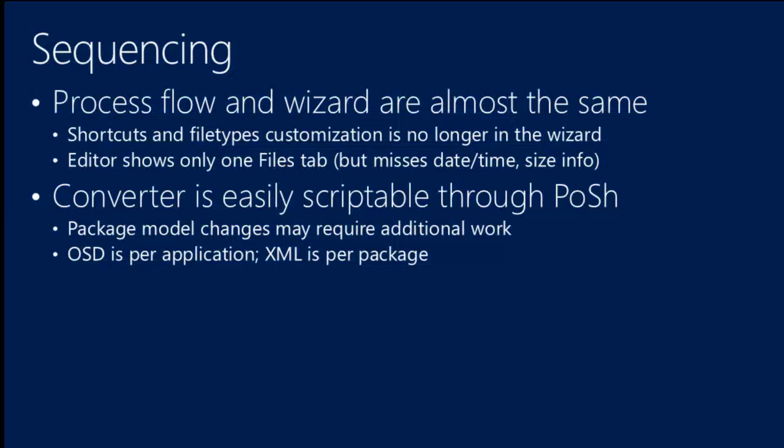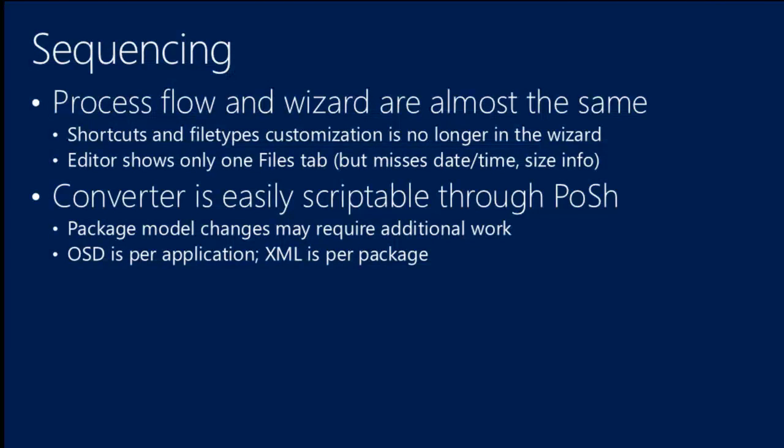When it comes to sequencing, the process flow is pretty much the same. There are no real different steps. There's one slight difference: the shortcuts and file types, which we were used to handling in the wizard in 4.6, have now moved into the editor. So there's no question of which shortcuts and file types you want to be part of your package; you now have to remove them at editor time. And the editor is a little bit different. There's one tab missing, and it sometimes held valuable information, like date times, that is no longer available. But I wouldn't consider that to be very high impact.